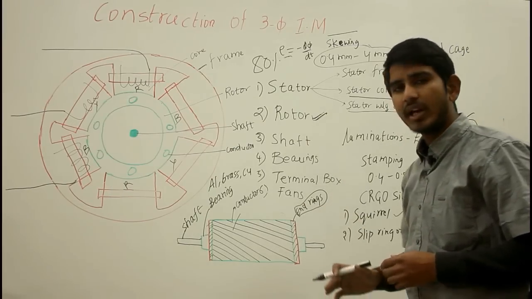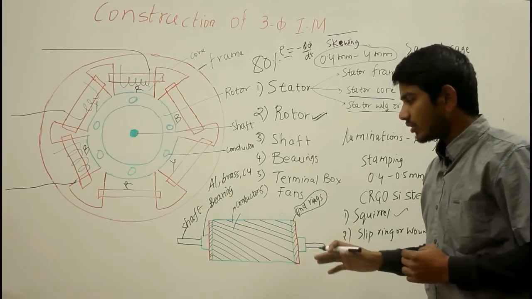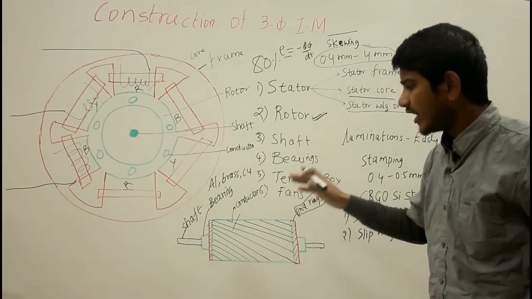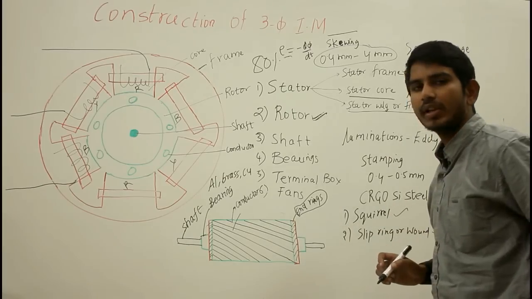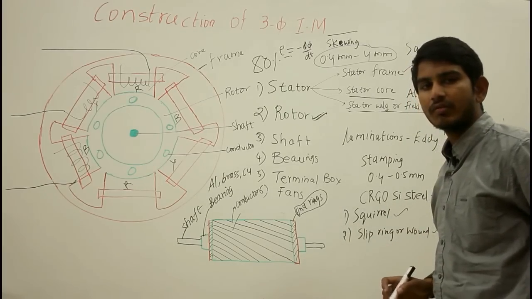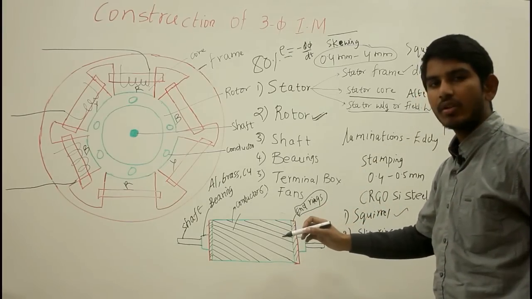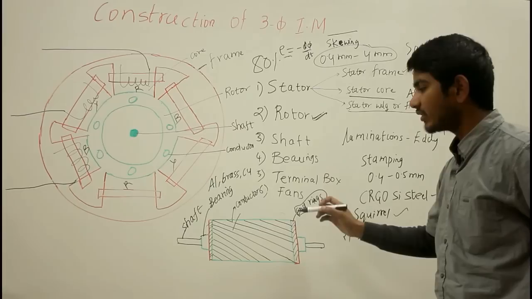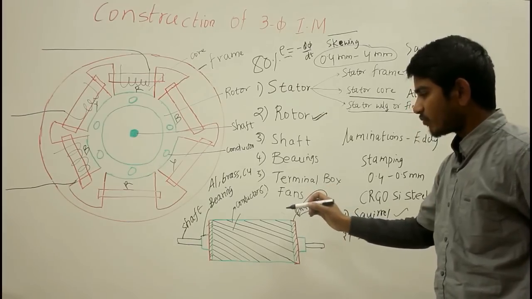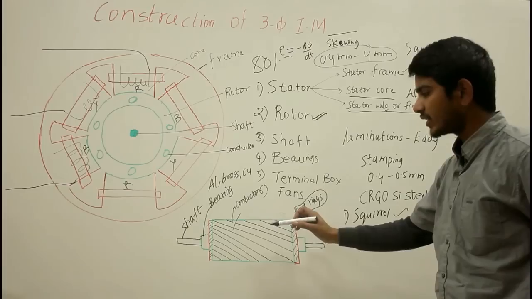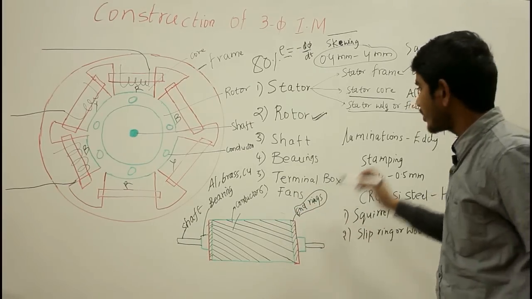And here we are not employing any commutators or brushes, and this is an advantage: your squirrel cage type of motor is maintenance free. If you are employing commutators and brushes, we require a lot of maintenance, and hence in the squirrel cage type of rotor we are not employing any commutators or brushes. The advantage is maintenance free, and the construction is very simple and rugged. So it has two advantages. One is that the construction is very simple and rugged. The other is that it is maintenance free because of the absence of commutators and brushes.